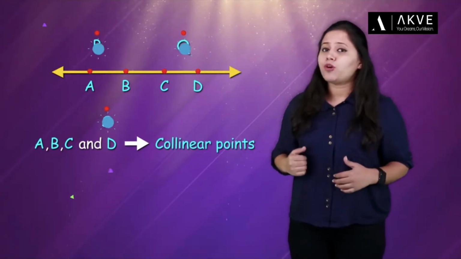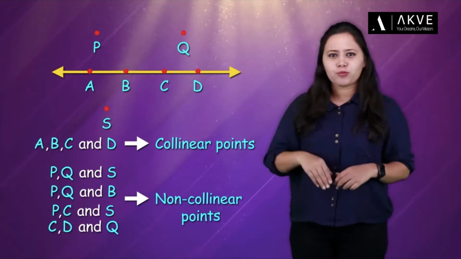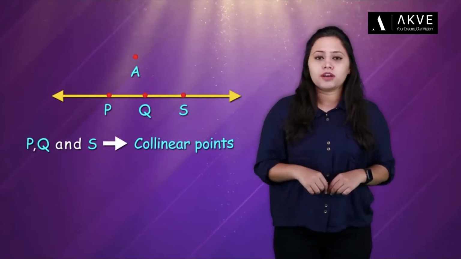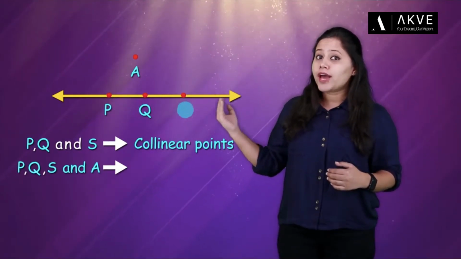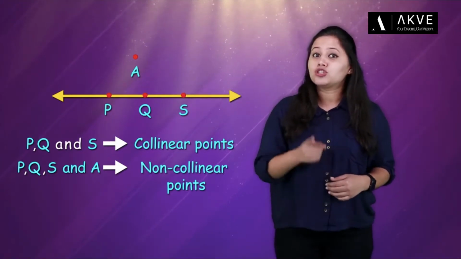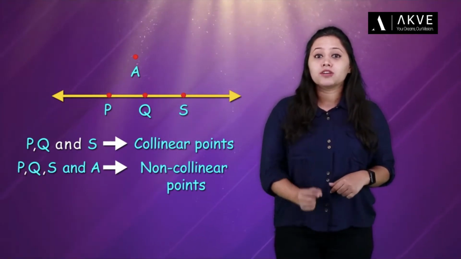Now there are some other points which do not lie on the line. These points are called non-collinear points. You must also remember that while considering points to be collinear, they are taken in groups of 3 or more, never individually. For instance, P, Q and S are collinear, but P, Q, S and A are non-collinear because all of them together do not lie on the same line. So keep this in mind, collinear, together on a straight line.